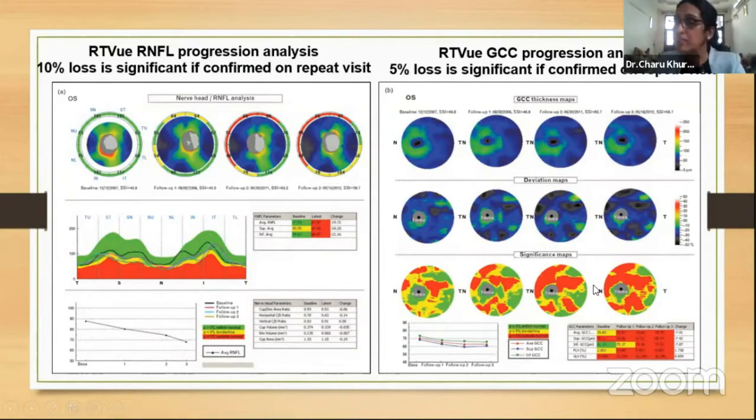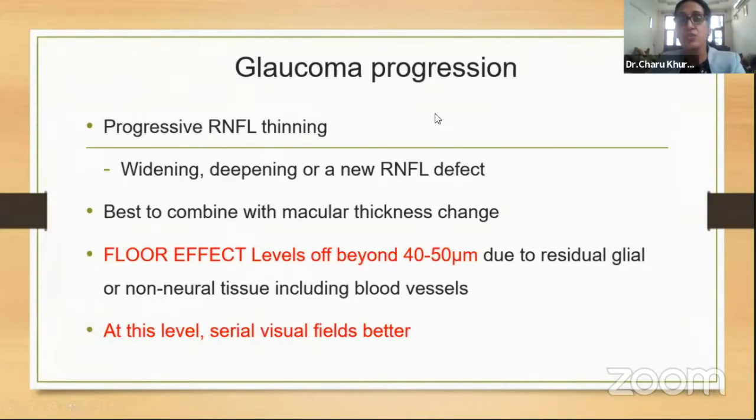By the last stage, we really do not need an OCT to help us, where we can use the visual fields. So glaucoma progression is the next thing that OCT helps us with, with a widening, deepening, or a new RNFL defect appearing as a sign of progression.